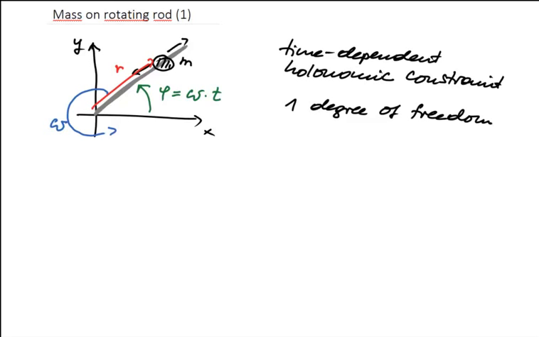The constraint imposed by the rod is holonomic. It reduces the motion of the mass from 2 dimensions to effectively only 1 dimension, namely along the rod. Note, however, that the holonomic constraint is time dependent, because the rod itself is moving.